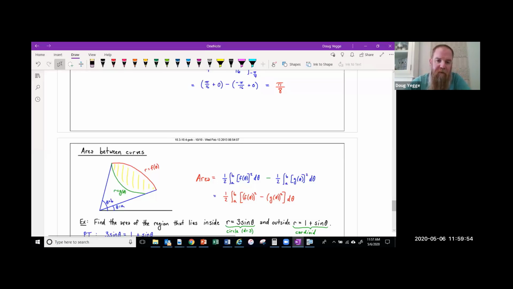But r squared is just x squared plus y squared equals 3y. And I could continue to go through this process to continue to solve, but it turns out at this point I already know what it is.